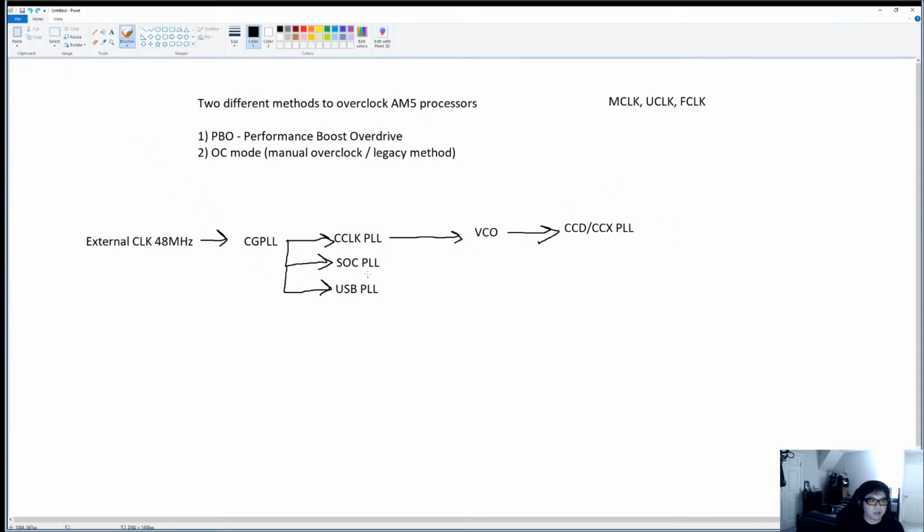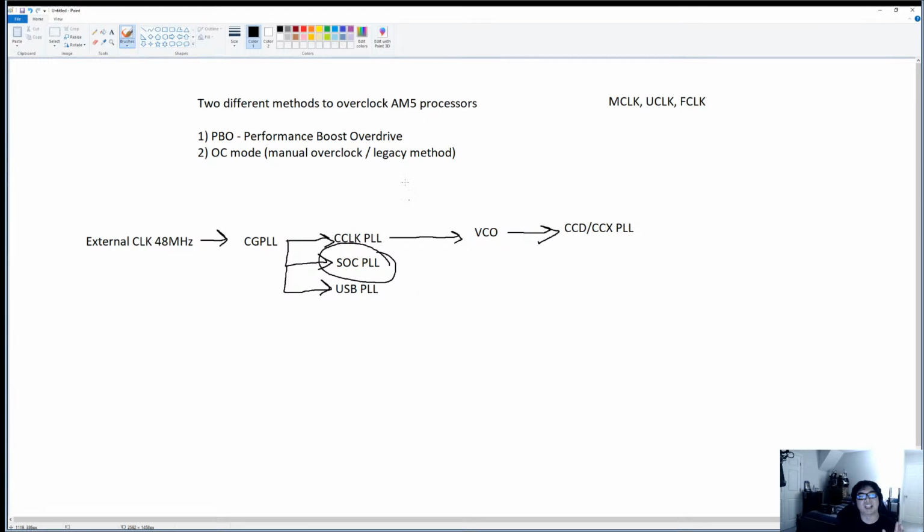So, what do we want to say about SoC? SoC is the system on a chip PLL. If you go further back in time, this was essentially the north bridge of a motherboard. If we're talking way back, like AM2, I think AM2 had a north bridge, if I'm not mistaken. Maybe it didn't. I can't remember. I know Socket 939 had one, but then it all got integrated into the processor, so that just became known as an SoC.